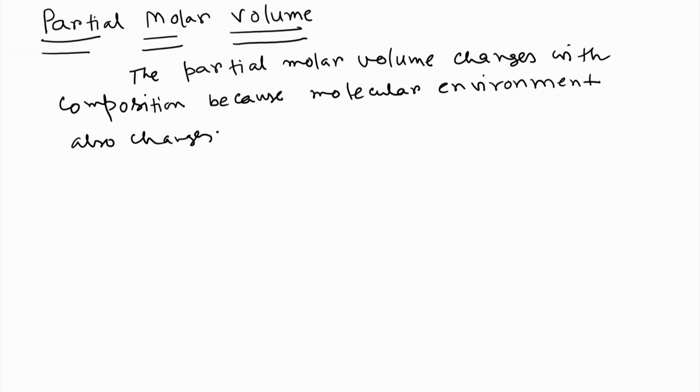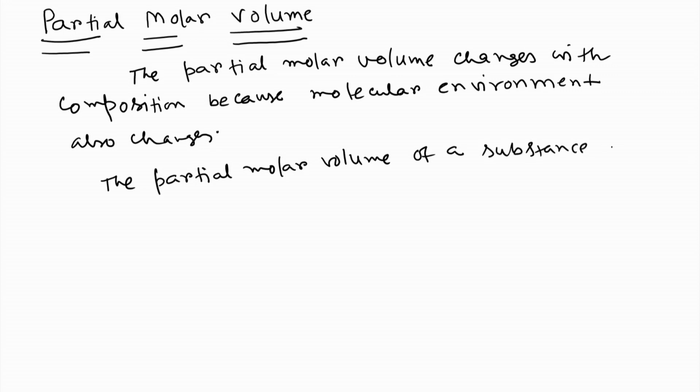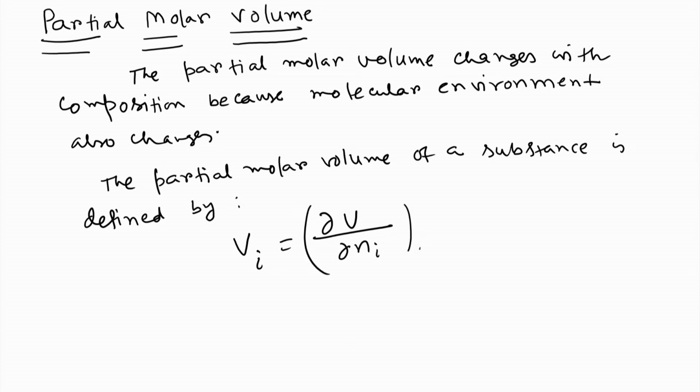So, the partial molar volume of a substance is defined by Vi, right. Vi is del V by del Ni at constant pressure, temperature, and keeping the number of moles of the other component fixed.